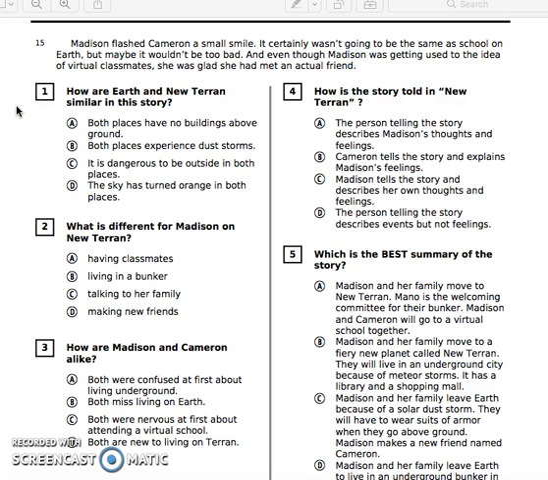Number 1 says, how are Earth and New Terrain similar in this story? A. Both places have no buildings above ground. B. Both places experience dust storms. C. It is dangerous to be outside in both places. Or D. The sky has turned orange in both places.